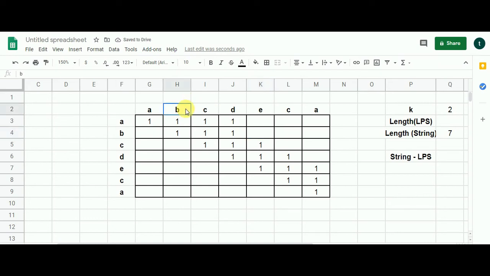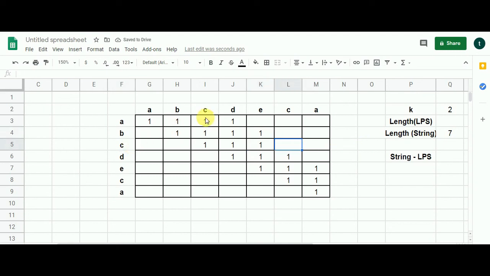Now this is the subproblem BCD. So it is going to be the maximum of BCD and CDE. So BCD is 1 and CDE is also 1. So I'm going to get 1 over here.